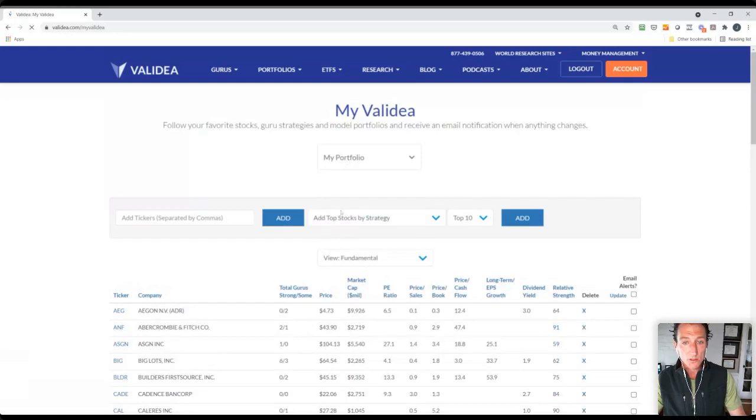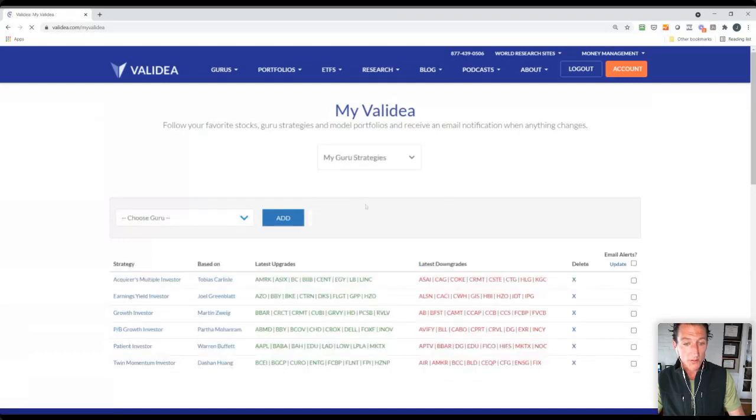Then there's, if you're interested in following a particular strategy, so one of the guru models, and you want to get updates on the latest upgrades or downgrades. So what stocks are moving on a daily basis. It might be a little much, but you'd be surprised. People are interested in that. You can set up those. You can set up my model portfolios.